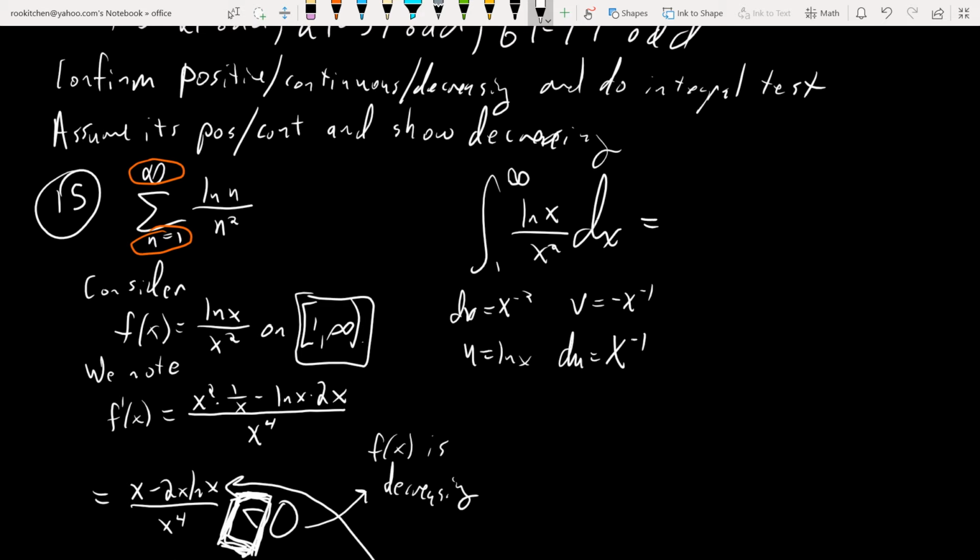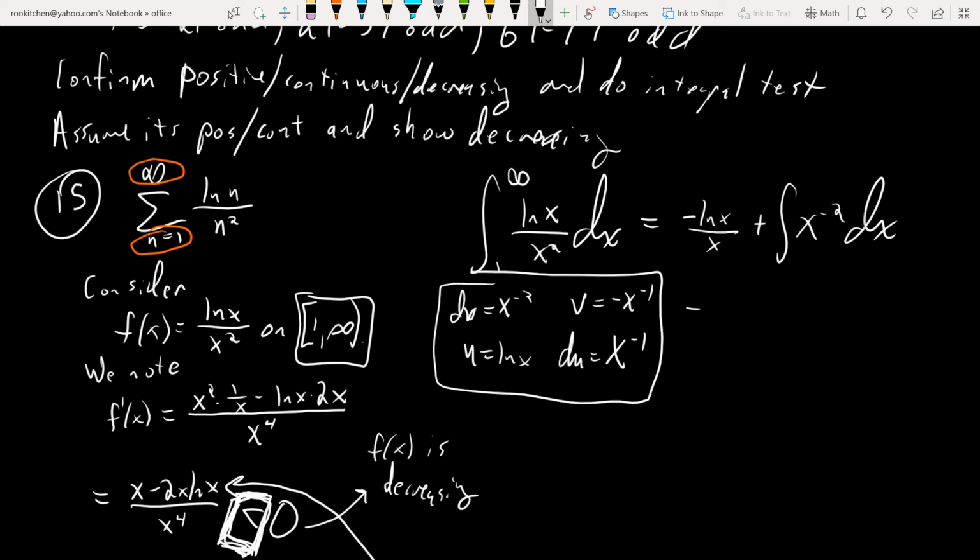So this will be, and you'd have to do the limit as b goes to infinity. We'll get there. But anyways, this is negative ln x all over x minus negative, so it'll be plus integral of x to the negative 2 dx. And then that thing will equal, let me box this off, that will equal negative ln of x all over x minus 1 over x. And we have to remember to evaluate from 1 to infinity.